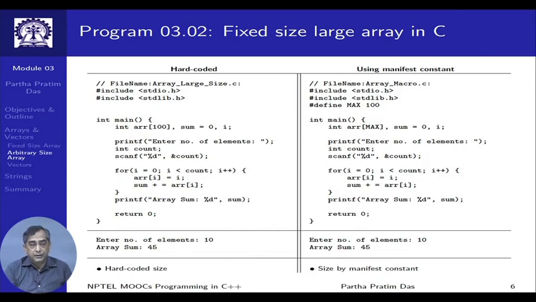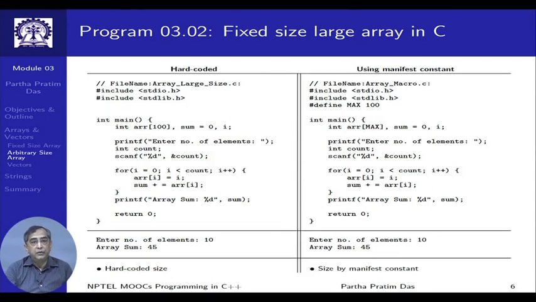So, let us see how this looks as we migrate from C to C++. This is just showing the C example. On the left hand side, we are hard coding the size of the array ARR to 100. On the right column, we are doing the same thing, except that now we have a manifest constant max, which is defined to have a value 100, and we are using that max.